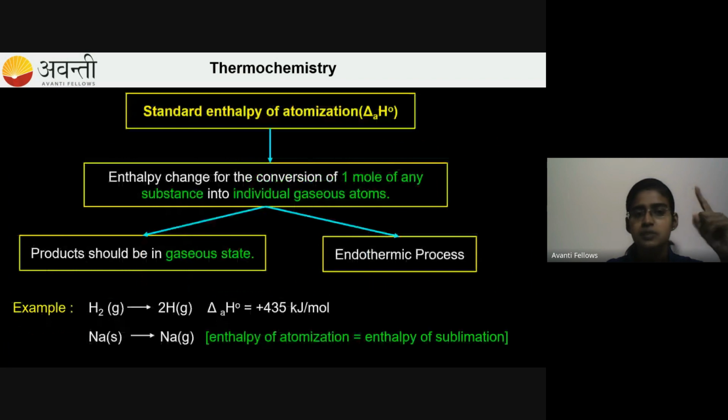Okay, and the next term is standard enthalpy of atomization. When 1 mole of any substance is converted into its gaseous individual atoms, we call that enthalpy of atomization. Okay, product should be in gaseous state for this, and it is an energy absorbing process, so it is endothermic. So here you see an example is given. We have a hydrogen molecule, and if I give energy, the hydrogen molecule will be converted into its gaseous atoms. Okay, it is getting converted to atoms, so that's why it is called atomization. Energy absorbing, no, so delta H value will be positive.